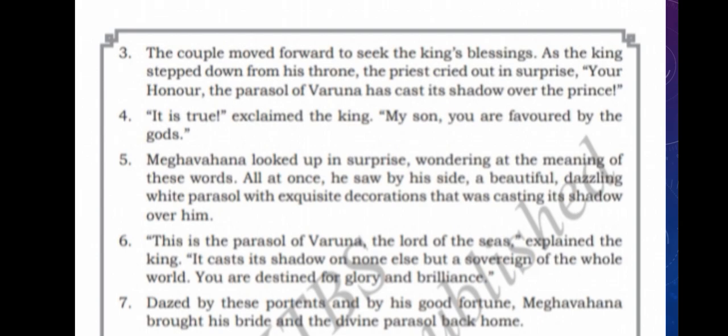He was very surprised and wondering at the meaning of these words. All at once, he saw by his side a beautiful, dazzling white parasol with exquisite decorations that was casting its shadow over him. So he was very happy to have the parasol. This is the parasol of Varuna, the lord of seas, explained the king. It cast its shadow on none else but a sovereign of the whole world.